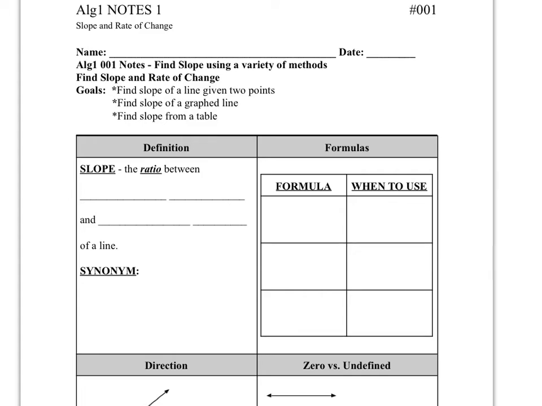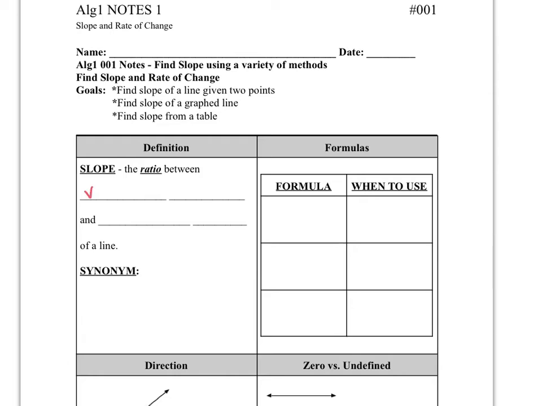So in this set of notes, we're going to be doing a deep dive into finding slope using a variety of methods. We've already seen how to find slope on a graph using the rise over run method, and today we're going to see how to find slope given 2 points or given a table.